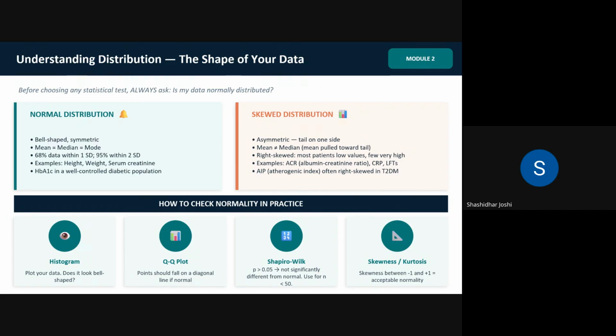One is histogram, a very simple way to see whether your data is normally distributed. There's one more called QQ plot, and there's one more test called Shapiro-Wilk test, and skewness and kurtosis values. Out of these four, I would always suggest you as medical students use histogram, because when you plot your data in the form of histogram, you can make out whether the data is normally distributed or not.